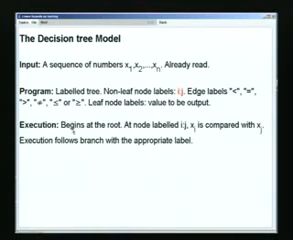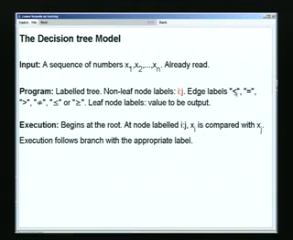The execution in this model begins at the root. At any node labeled i:j, input xi is compared with input xj. The result of this comparison is some relational label. So it's either less than, equal to, or greater than. And based on that result, the execution follows the appropriate branch.